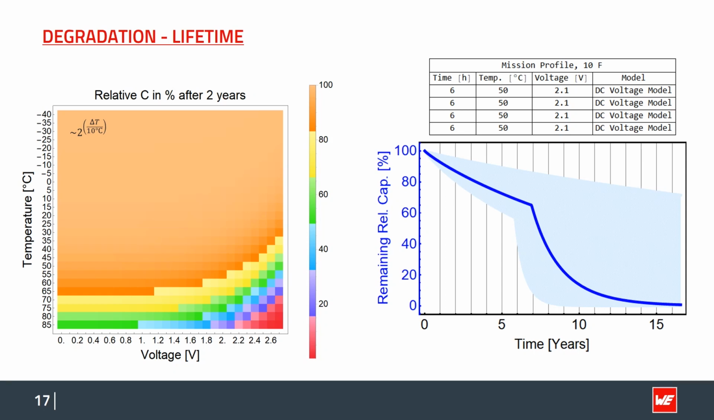So if you plan your layout, you also have to consider what the operating environment is. So what to learn from this is you may compensate for degradation by oversizing. However, the supercapacitor is not the best solution for very hot environments. This is very clear.